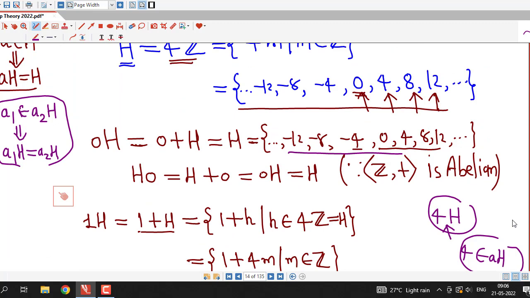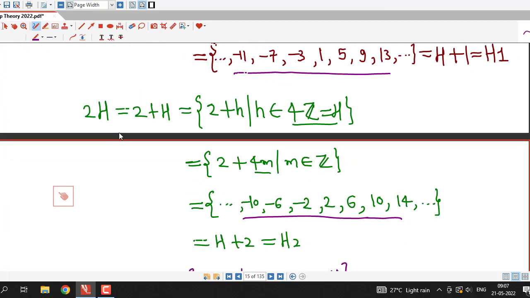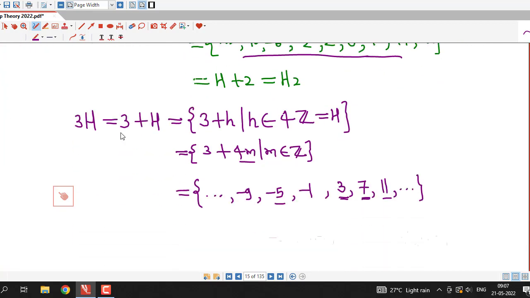So we can observe that 4 is present here. 4 is an element of the left coset corresponding to 0. Therefore we can say that the left coset corresponding to 4 will be equal to this one, 0h. And of course I should write down here this is equal to the right coset also, because the group is Abelian.